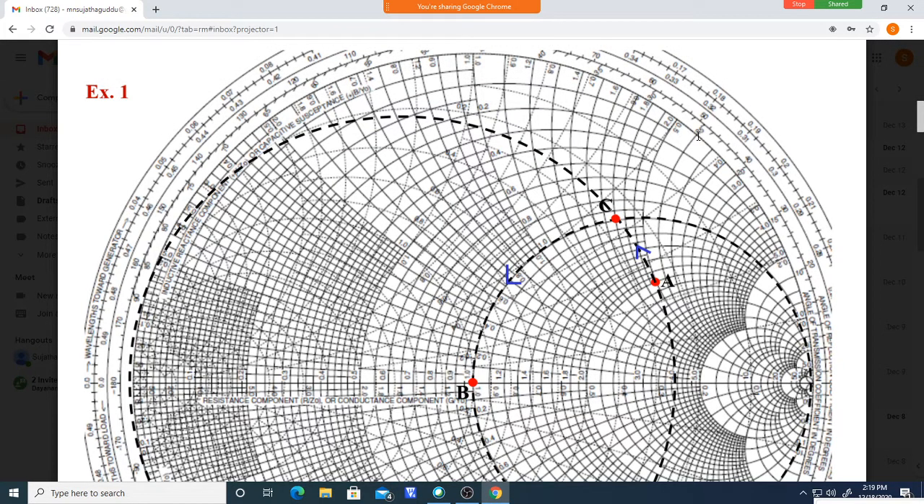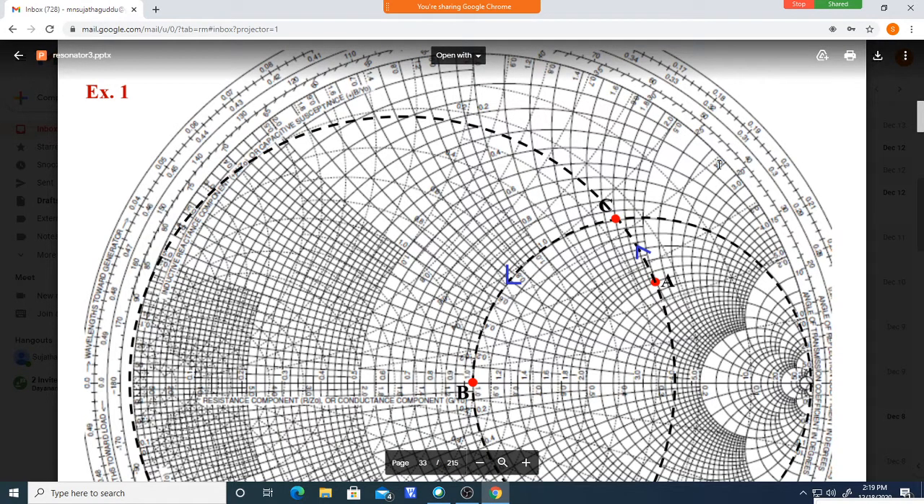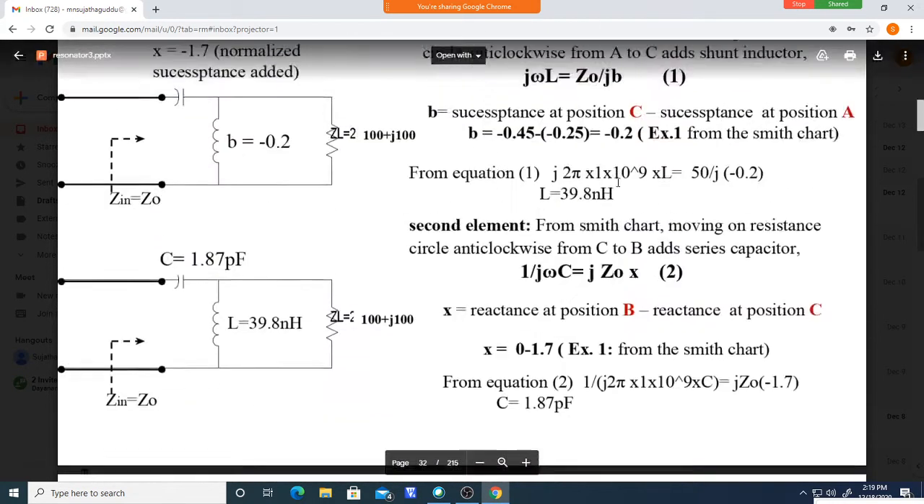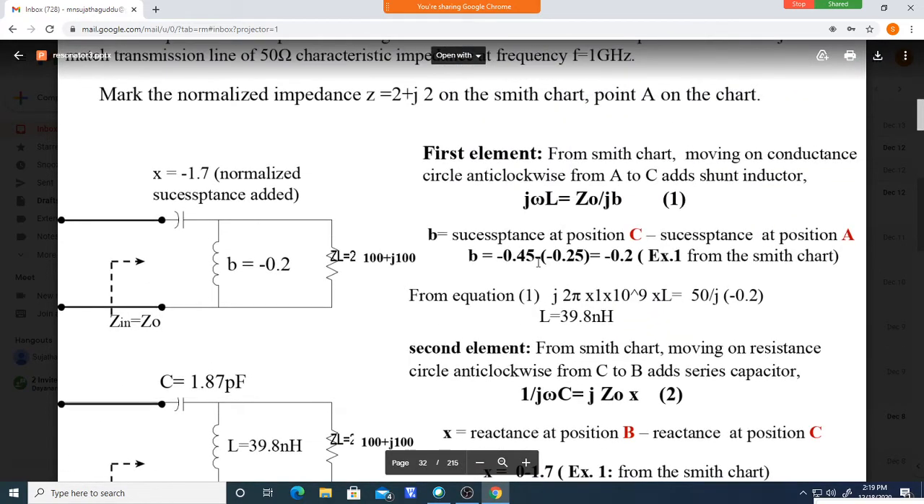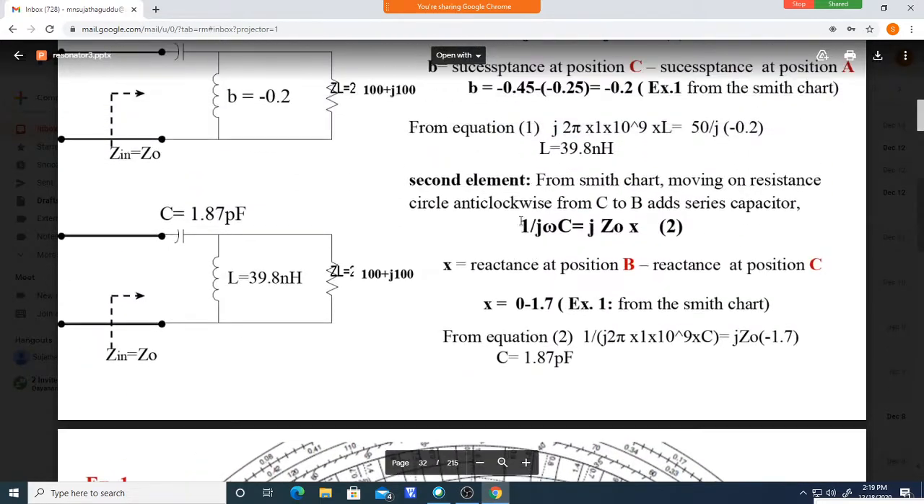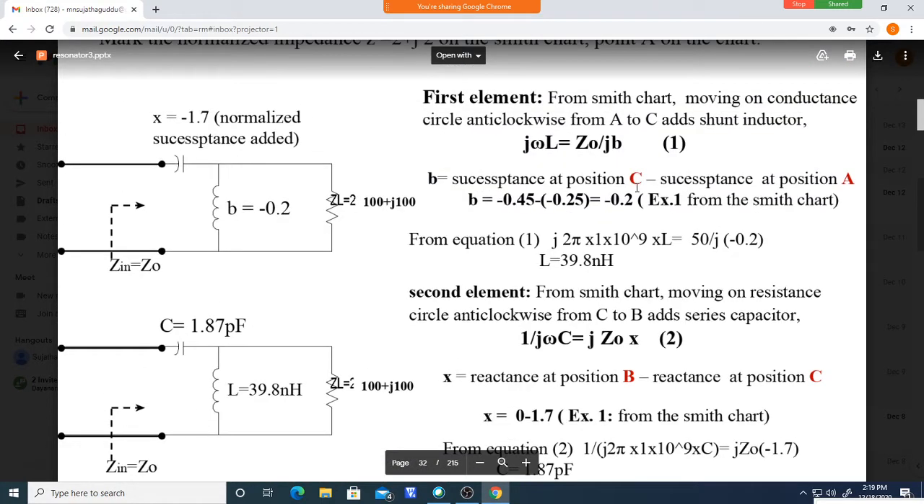The value, what is that value? Find out. See, here it is 0.5 and 0.4 here. In between that there may be some circle. If you draw parallel to this and this, you can draw one more circle like this. That is around 0.45, and it is above here. That means it is minus 1.4 minus 0.45. That is the susceptance at C.